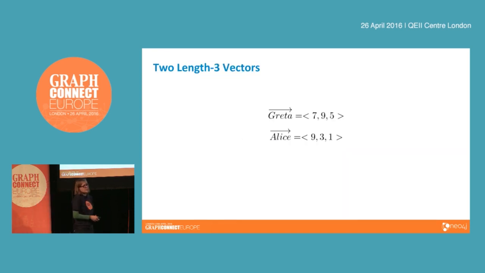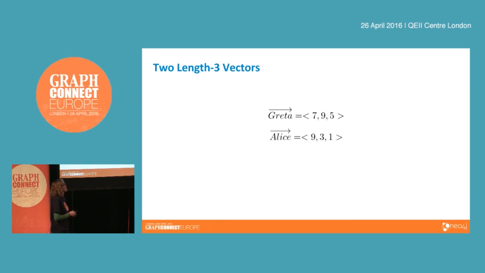So like all of data science, people are reduced to numbers, right? Here we have Greta and Alice reduced to two vectors of numbers. These are their ratings for those places, in the correct order so that they match together. So here we have two length-n vectors.